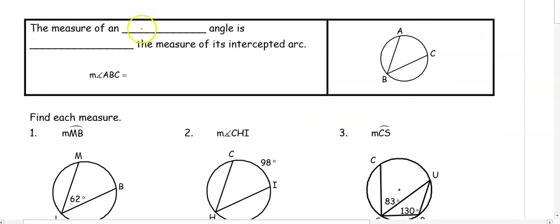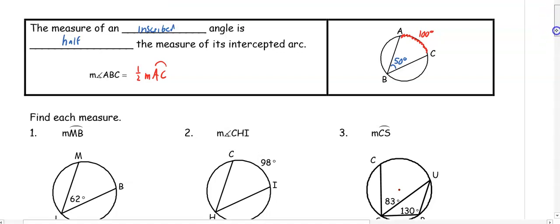The measure of an inscribed angle is half the measure of the intercepted arc. So if our angle is measure angle ABC, we could say this angle is 50, which means that its intercepted arc AC would be 100. So the relationship then is that your angle is equal to half the measure of the intercepted arc. So let's use that to find some angles and arc measures.